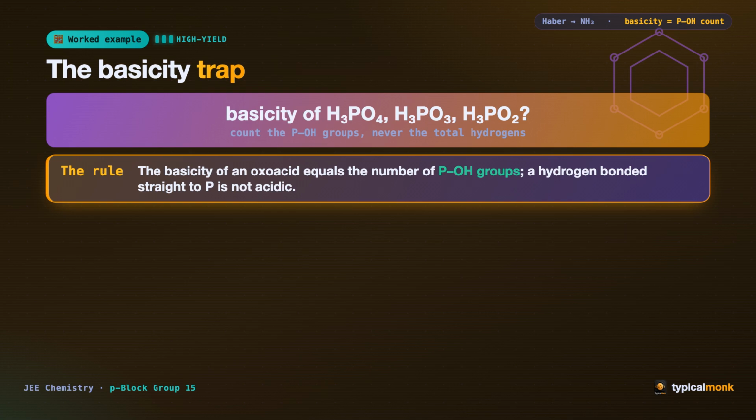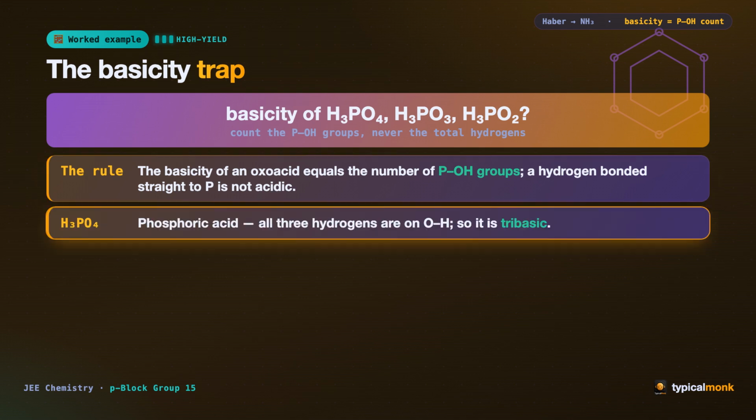Let us work the JEE favorite, the basicity trap. What is the basicity of phosphoric acid, phosphorus acid, and hypophosphorus acid? The rule: the basicity of an oxoacid equals the number of P-OH groups it has. A hydrogen bonded straight to the phosphorus is not acidic.